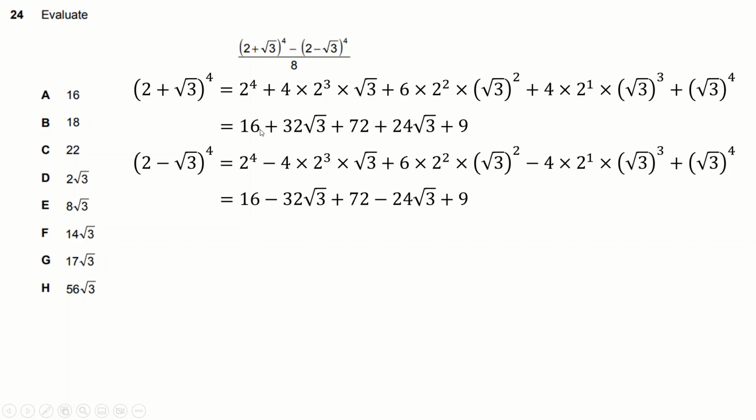When you do this, take away this, the 16's cancel, get 64 root 3 here, these cancel, 48 root 3 here, these cancel. And then all I need to do is, that's this time plus this time, is this, take away this. And then all I need to do is divide by 8. As I said, this divided by 8 is 8, this is 6, I think. Add them together to get 14 root 3.